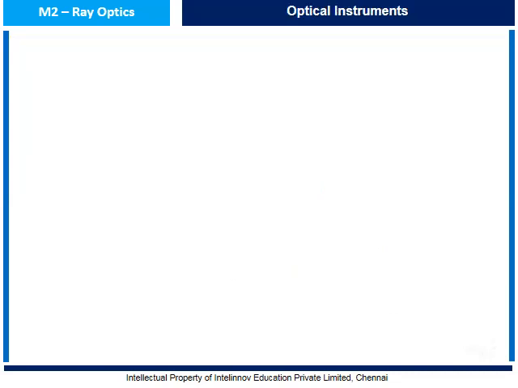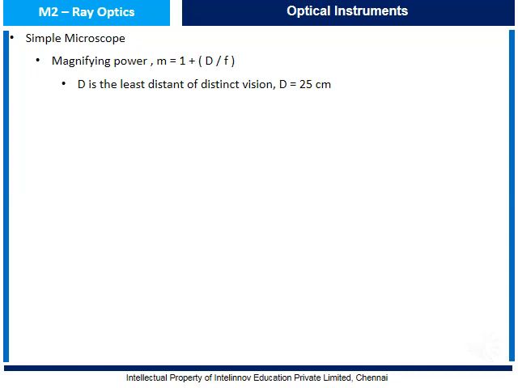Now, let us understand magnification in different optical instruments. In case of simple microscope, magnifying power m is given by m equal to 1 plus d by f, where d is the least distance of distinct vision, which is equal to 25 centimeter, and f is the focal length of the convex lens. For image at infinity, m is equal to d by f.